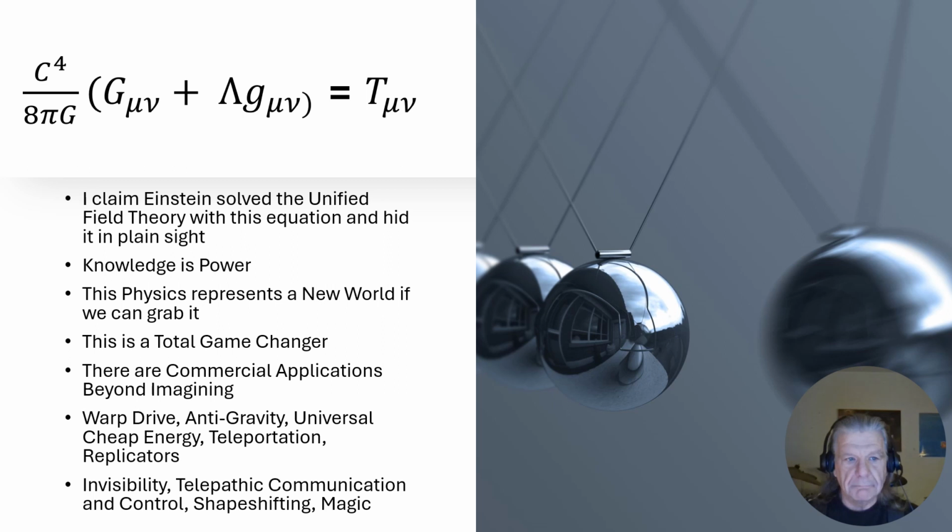I claim that Einstein did this version of his equation back then. He knew. He did this all. He hid this in plain sight. He knew this was the proper way to formulate his field equation in general relativity, and he gave us clues to show us how to reformulate it this way. This physics represents a new world if we can grab hold of it.